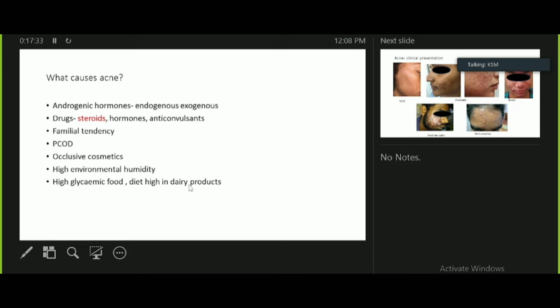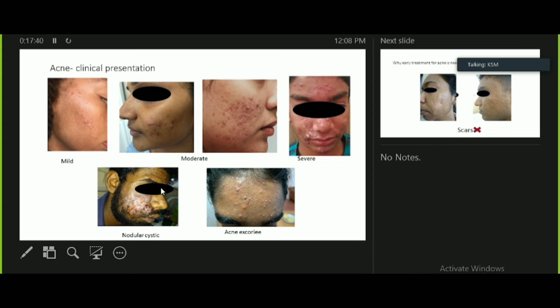There's very weak association, but it's said in literature. So this is how the patients present, from mild acne to moderate acne and then severe acne. In mild acne, there are very few lesions, less inflammation, mostly comedones. When it comes to moderate acne, more inflammation, more redness on face, and more papules. And later, the severe acne, there's papules, pustules, nodules, cysts, and everything.